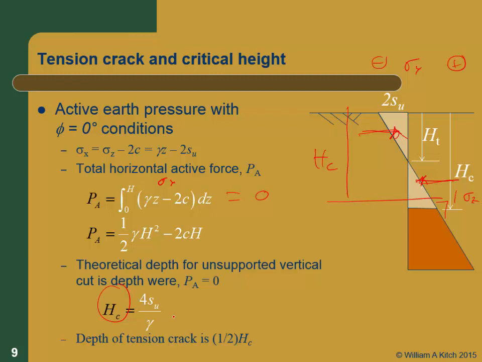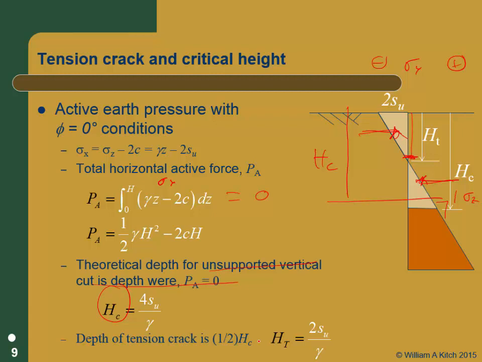So this is the theoretical height for an unsupported vertical cut, which is theoretically 4 Su over gamma. The depth of the tension crack, in other words, the depth where you have negative stresses, is half of that, or 2 times Su over gamma. And so the unsupported height is someplace between those two, if you want to think about it.